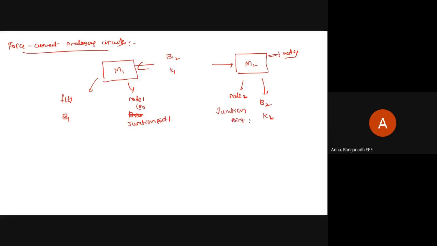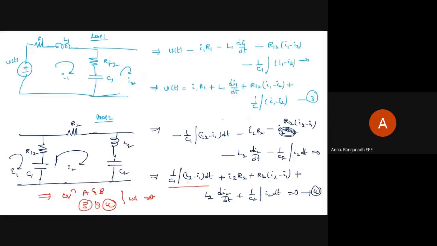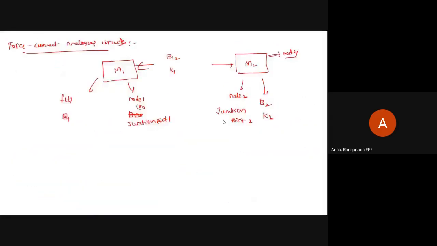Junction point means meeting of two or more branches, like the Sagar ring road signal. At that junction, at the signal point, 3 or 4 roads meet at one point, which is called a junction point. Here also 2 or 3 elements are connected at one point, called a junction point or node or meeting point, anything. So here you can consider junction point 1, junction point 2. Previously I wrote loop 1 and loop 2, but here I have written junction point 1 and junction point 2.